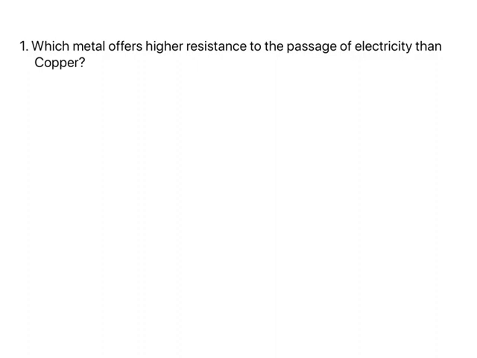Which metal offers higher resistance to the passage of electricity than copper? Aluminium. Even iron will offer more resistivity than copper, more resistance than copper.